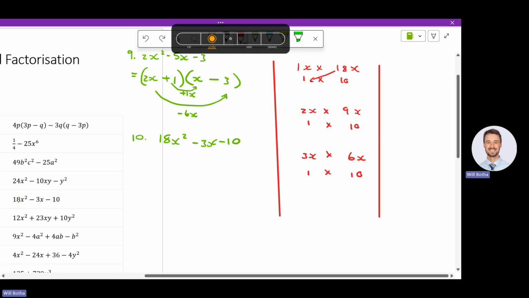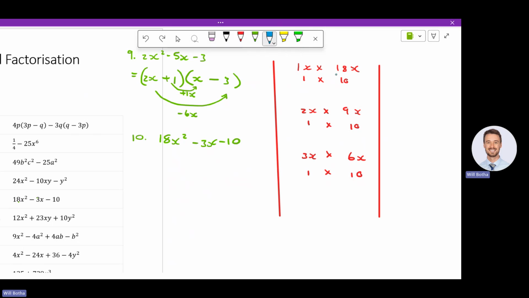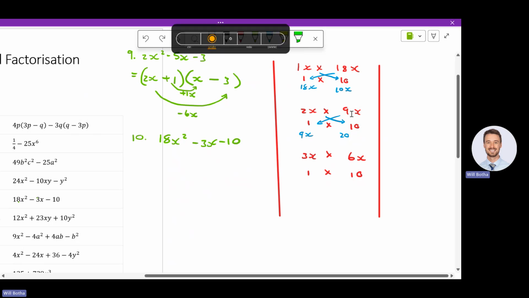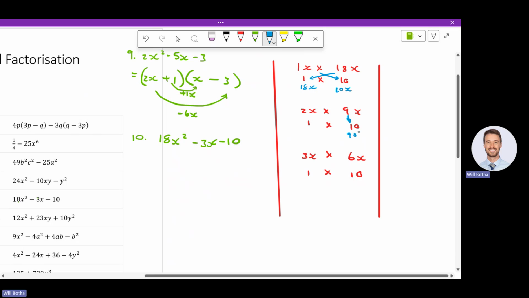Let me do this in a different color because that's getting confusing. Let's go blue. If I cross multiply, I would get 18x and 10x. Could 18x and 10x give me a 3x? No. Maybe if I go there, I would get 9x and 20x. Does that work? No. If I went straight down, this would be even worse. I would have 90x and 2x. That wouldn't work either. So this option is exhausted.